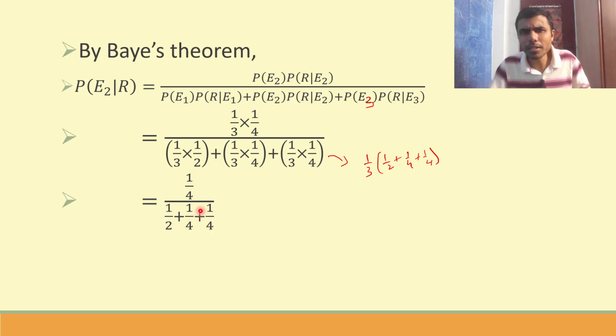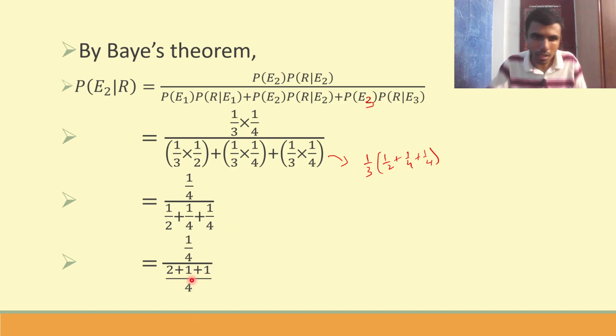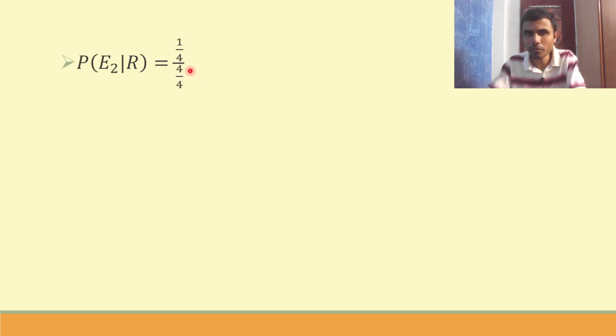In the denominator, take LCM. LCM is 4. So this term, multiply and divide by 2, into 2 by 2. So 2 by 4, 2 plus 1 by 4, all of them will have the same denominator then. So 2 plus 1 plus 1 is 4, so 1 by 4 by 4 by 4, 4 by 4 is 1, so my answer is 1.